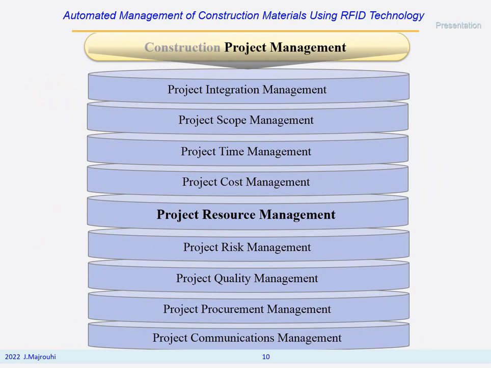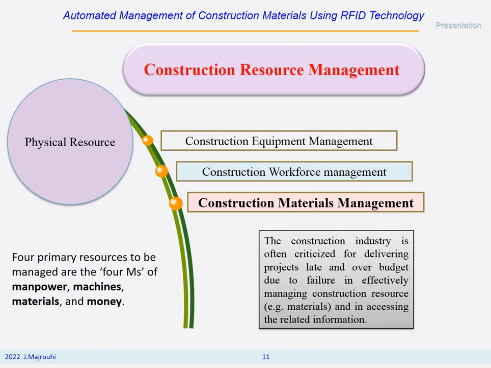Among all of the knowledge areas defined in PMBOK, or Project Management Body of Knowledge, we are going to discuss project resource management. But what is a resource? We have 4 types of resources in construction: manpower, machines, and materials, which we call physical resources, and money. The construction industry is often criticized for delivering projects late and over budget due to failure in effectively managing construction resources, especially materials, and in accessing the related information.